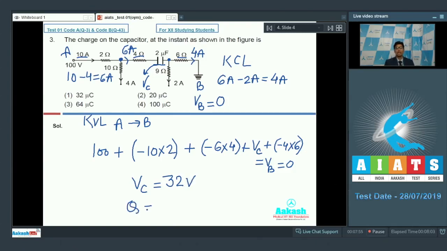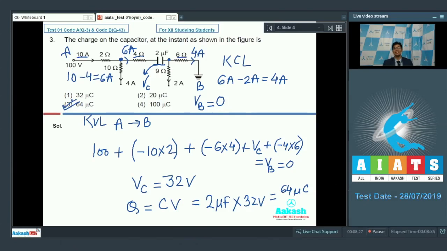Now we know that the charge on a capacitor is equal to the capacitance multiplied by the potential on that capacitor. Introducing or substituting the values, we know that the capacitor's value has been given to be equal to 2 microfarad and the voltage is equal to 32 volts. Therefore the charge will be equal to 64 microcoulomb. So therefore dear students, the correct answer for this particular question should be option number 3.